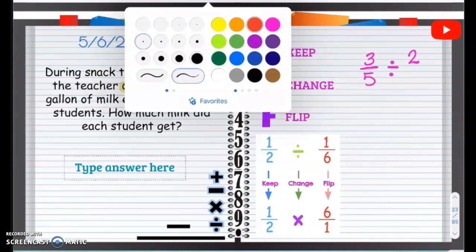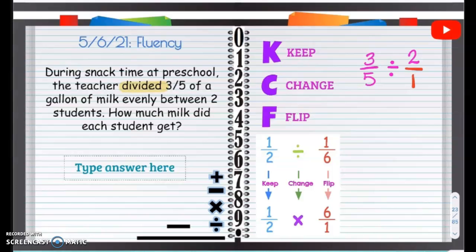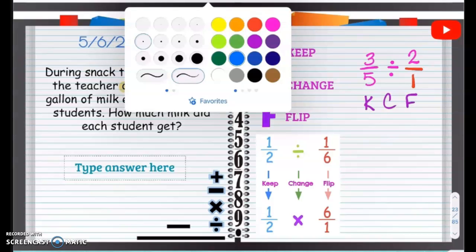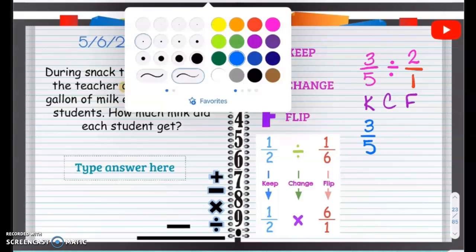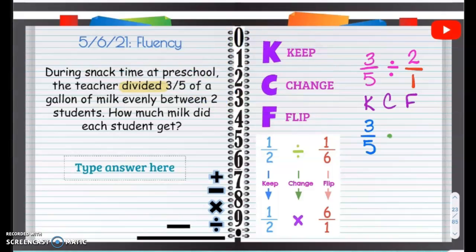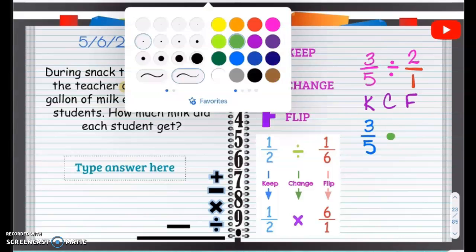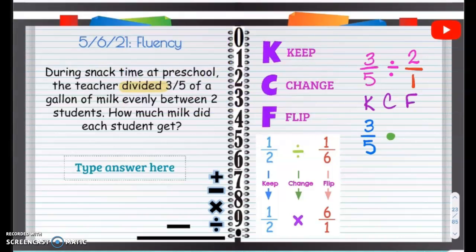We can make that 2 into a fraction by putting it over 1. Now we can do our Kentucky Fried Chicken with a twist. Keep, change, flip. First fraction we're going to keep as 3/5. Second part, we're going to change the division sign to a multiplication sign because the opposite of division is multiplication. And thirdly, we are going to flip that last fraction, and it will be 1/2 instead of 2 out of 1.